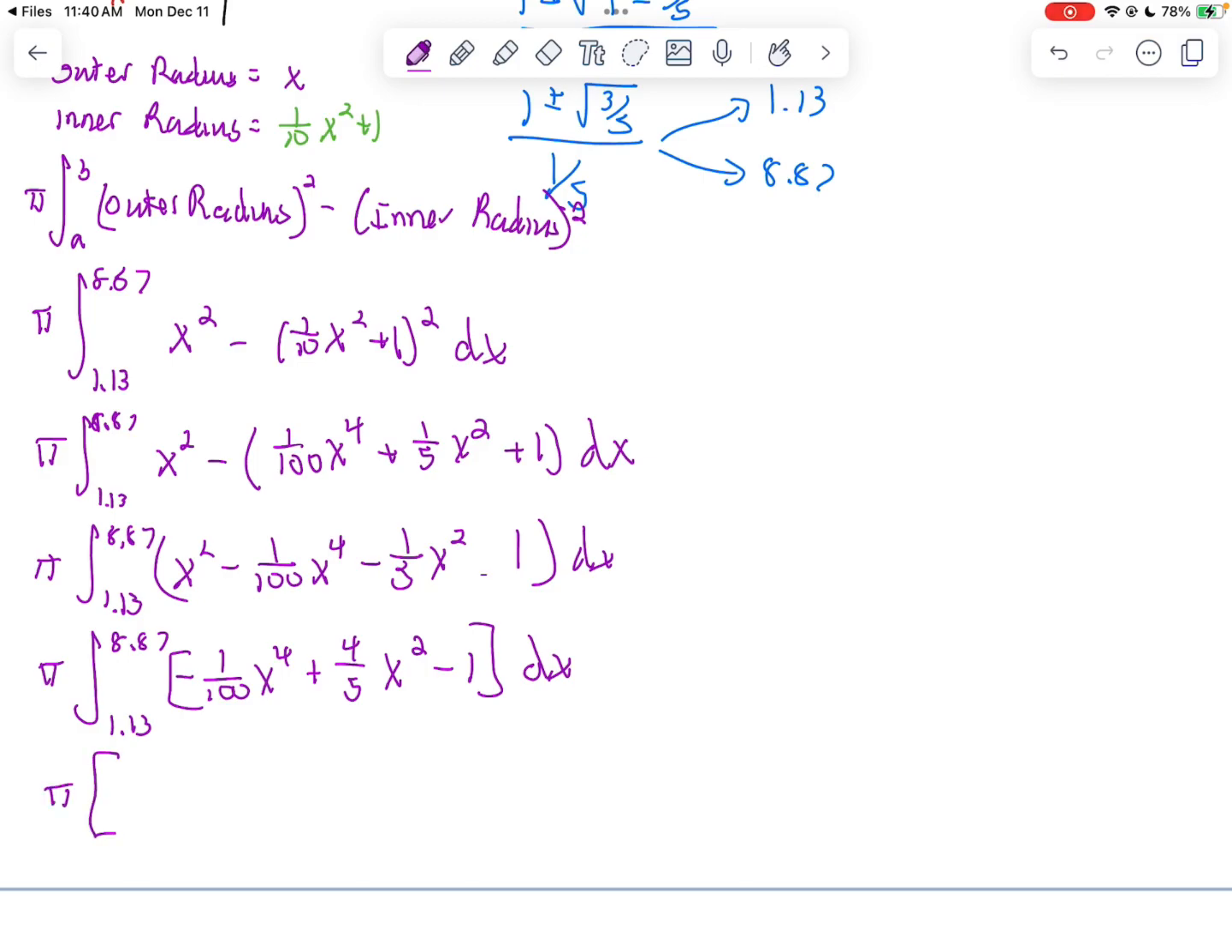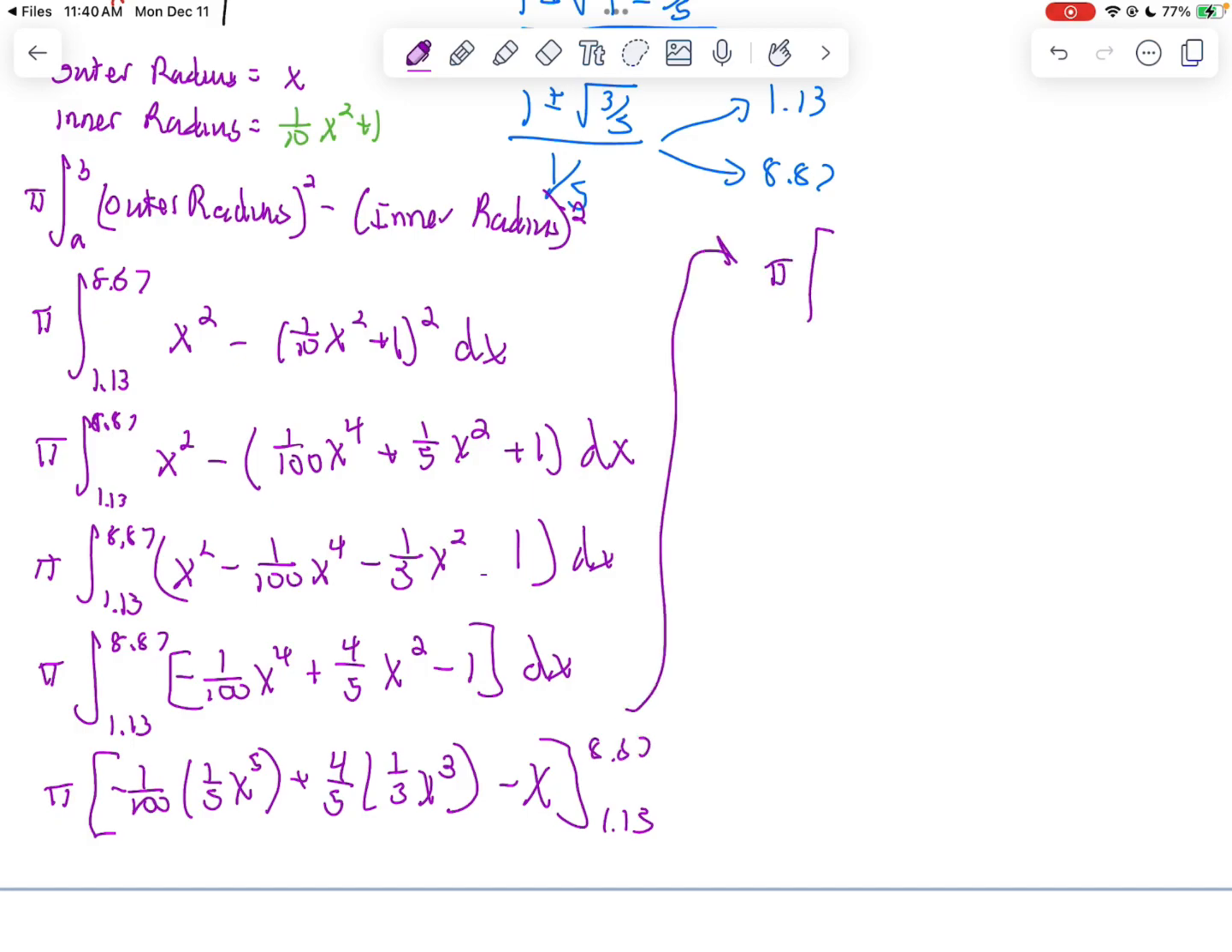All right, now we're ready to integrate. So the integral of x to the 4th is 1/5 x to the fifth, the integral of x squared is 1/3 x cubed, and the integral of 1 is x. Let's simplify that down to negative 1 over 500 x to the 5th plus 4 over 15 x cubed minus x. And then I'm going to use my calculator. I'm not going to write this down, and I'm not going to require you to write this down. You have all this set up here.